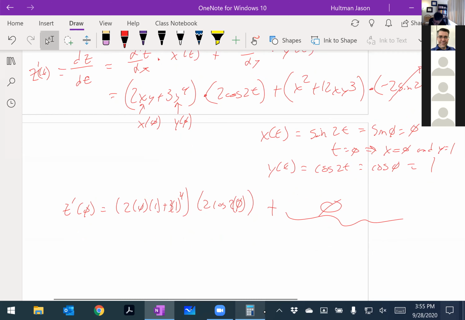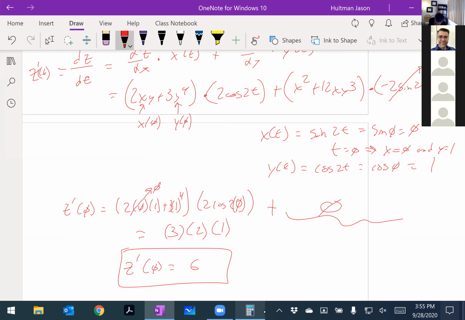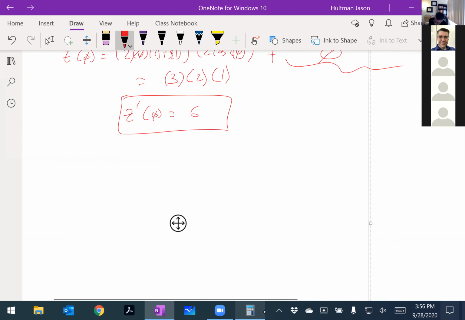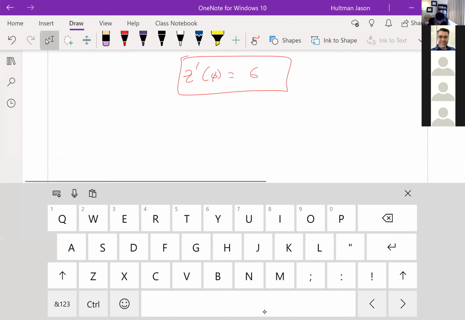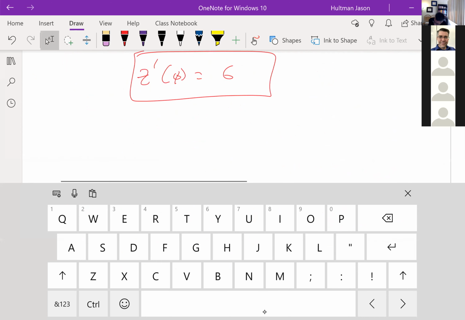So what is this going to become? Well, this goes to 0. This is going to be 3 times 2 times the cosine of 0, which is 1. So z prime of 0 is equal to 6. Good stuff. That's case 1. Let's look at case 2 here.